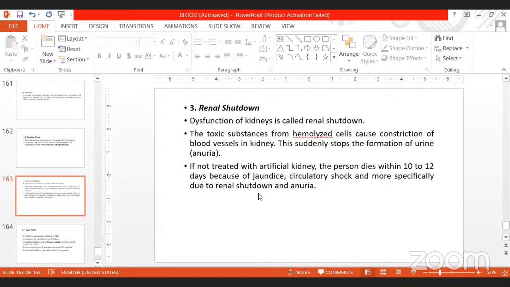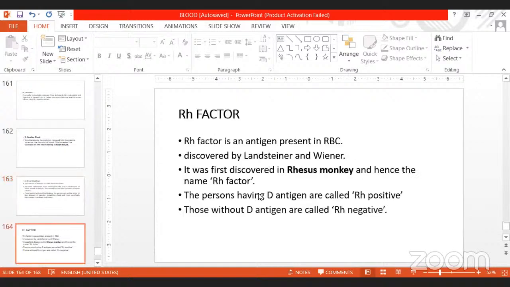Coming to the Rh factor. The Rh factor is an antigen present in the RBC, which was discovered by Landsteiner and Wiener. It was first discovered in rhesus monkeys, so it is known as the Rh factor. The person having the antigen is known as Rh positive, and those without the antigen are known as Rh negative.